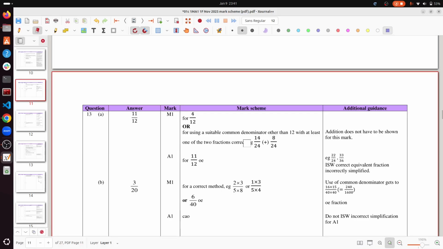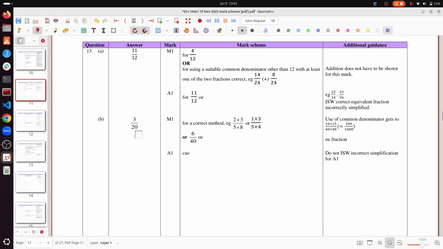For using a suitable common denominator other than 12 with at least one of the two fractions correct. So if you get a common denominator with one of your fractions correct, you get the method mark, and then your accuracy mark comes later. 3 over 20, correct answer. 6 over 40. So if you simplify incorrectly, then you're going to lose 1 mark because they've given that guidance. They do not ignore subsequent working for that accuracy mark.